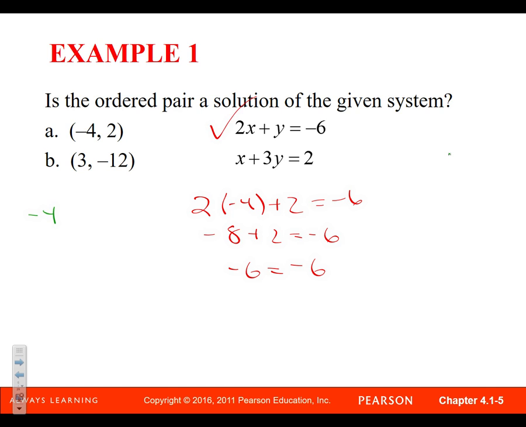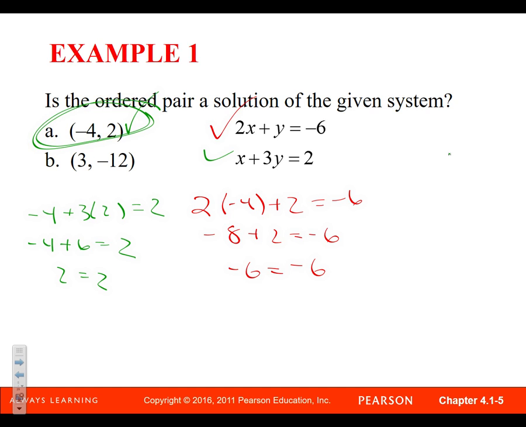Negative 4 plus 3 times 2 is equal to 2. Negative 4 plus 6 is equal to 2. Does 2 equal 2? Good. So that means that is 100% correct. That is a solution to the system. Make sense? Easy, yeah? Questions?